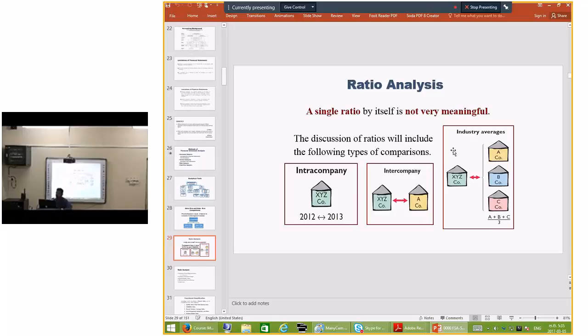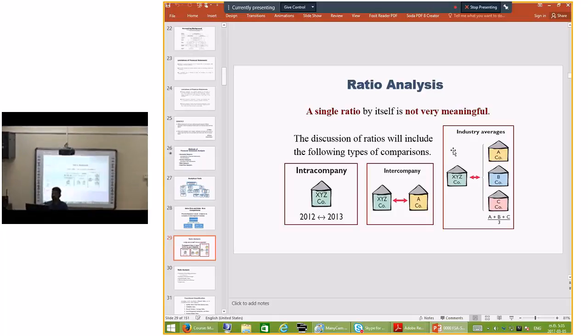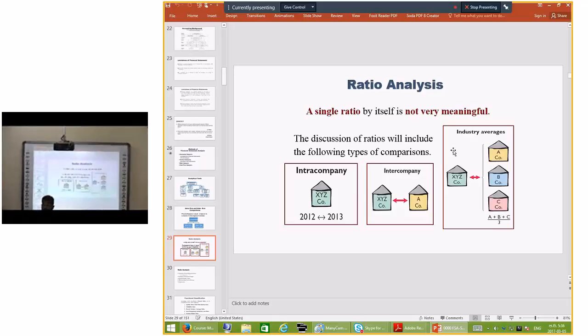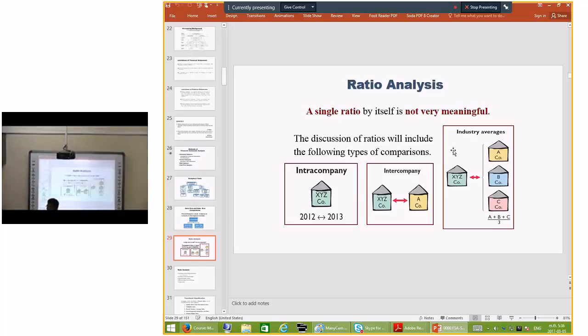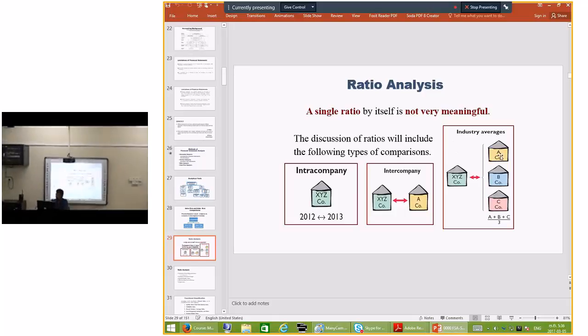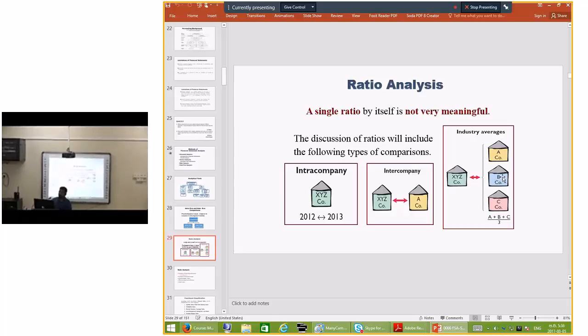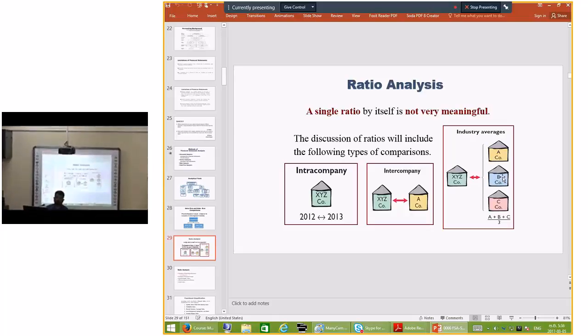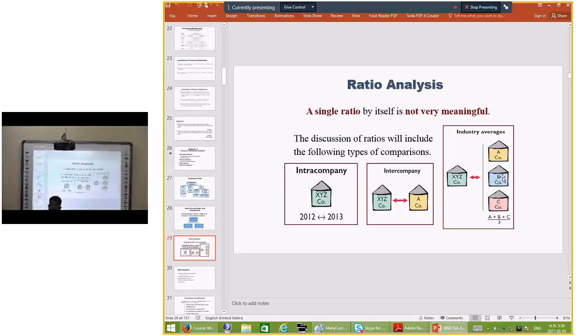Next, if you move to the industry average, industry norms, you can compare company averages with the industry norms or industry averages. This is the way of getting the industry average. If you assume that you have only three organizations in this industry, then we have to take the average of these three. A plus B plus C divided by 3. Then you can take the industry norm or the industry average, and you can compare with the company.